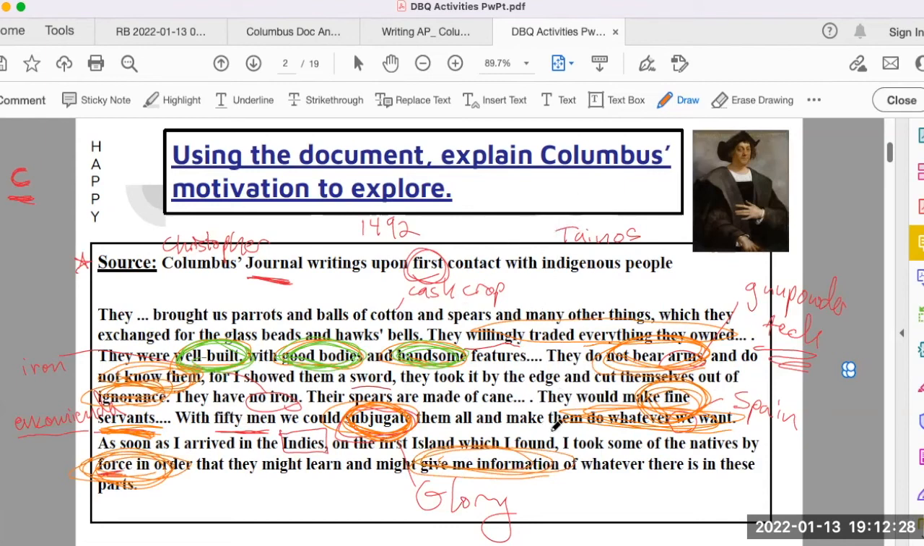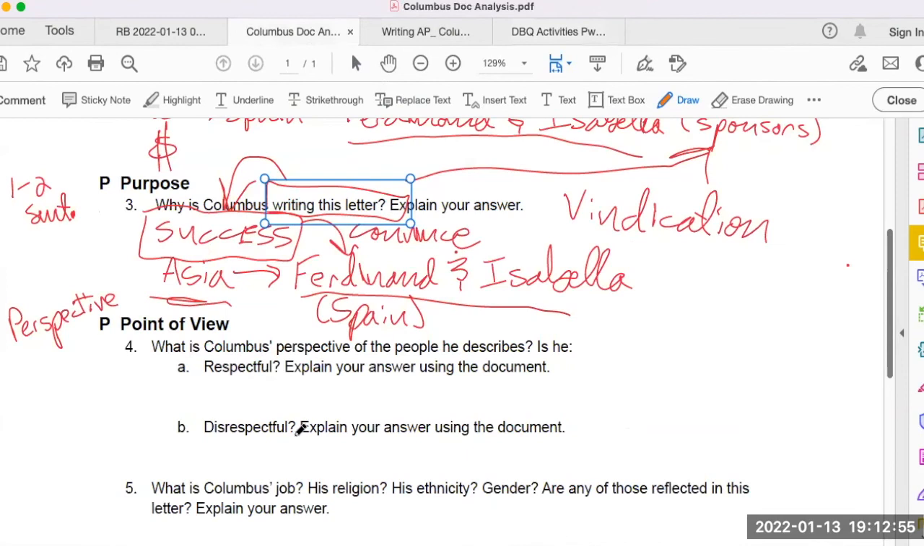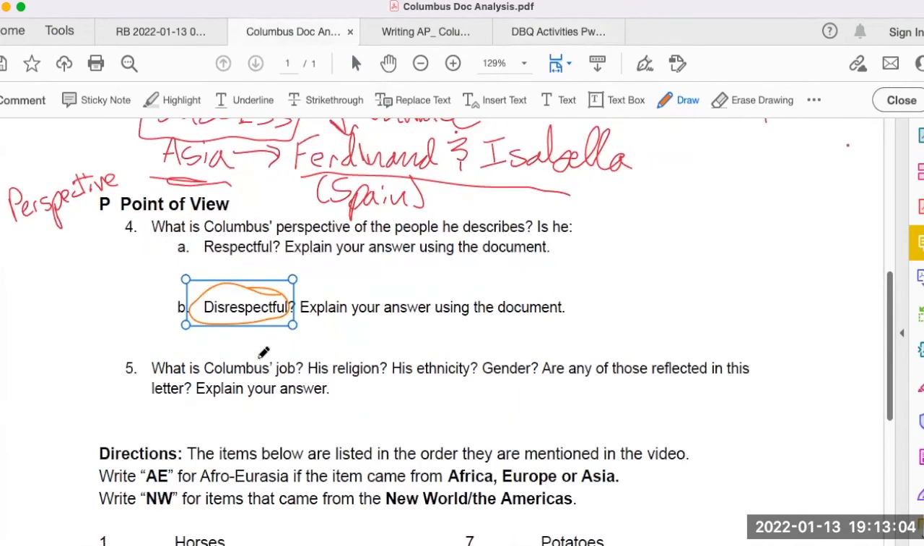So overall, we see a lot more orange than we see green. And even the respectful, quote unquote, things that he says about the natives kind of objectify them. Talking about how they're well built with good bodies and handsome features, that may be more leaning towards the line of, oh, I'm planning to use them as servants. They're well built. They have good bodies for labor. So overall, if we were going to argue about his perspective of the natives, he's more so disrespectful than he is respectful.